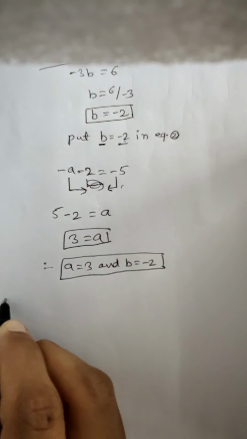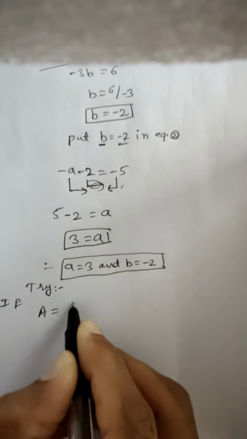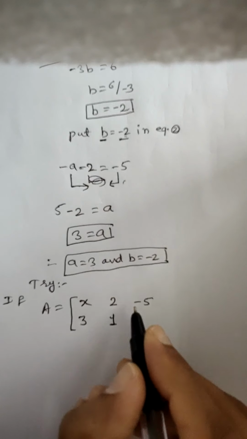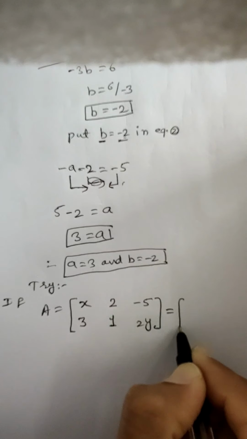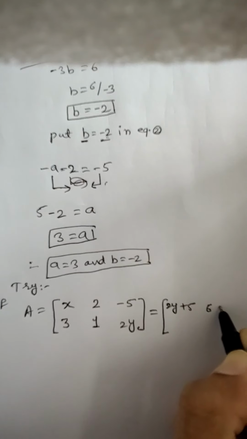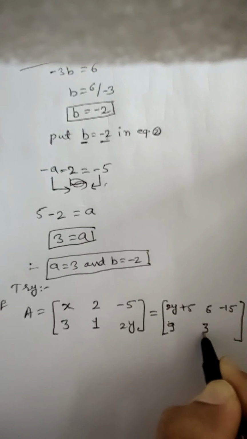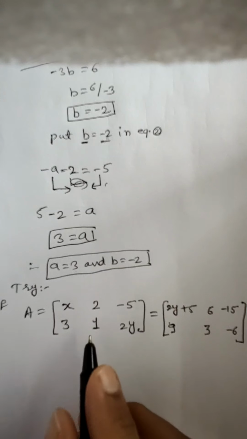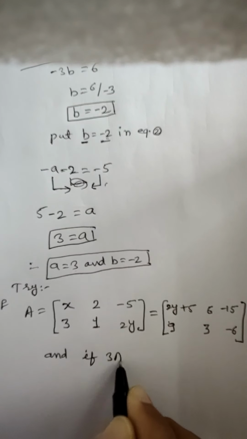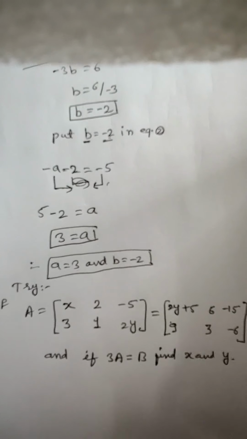Just try to solve this example. Okay, if A equal to the matrix x, 2, minus 5, 3, 1, 2y, equal to 2y plus 5, 6, minus 15, 9, 3, minus 6, and if 3A equal to B, find x and y.